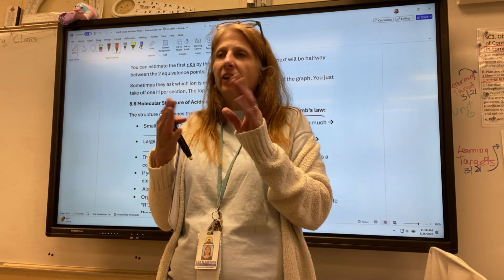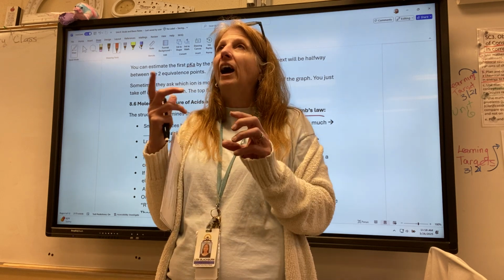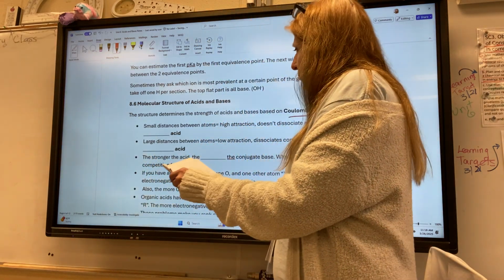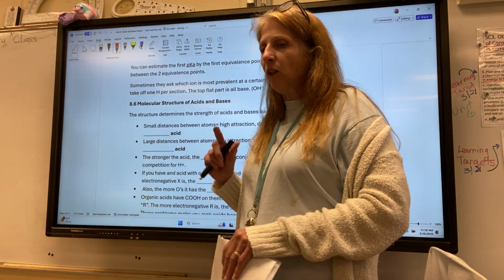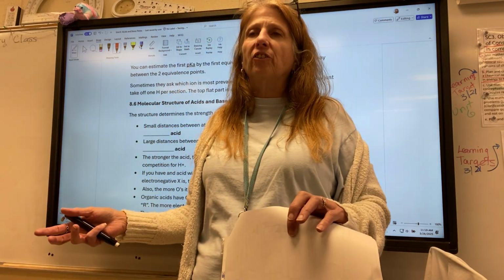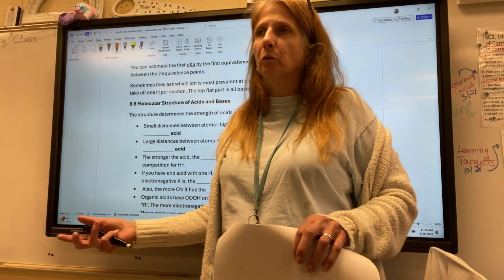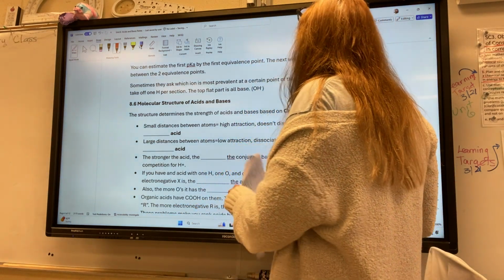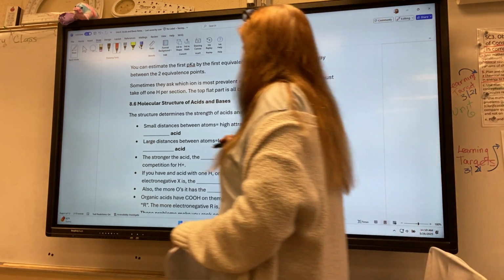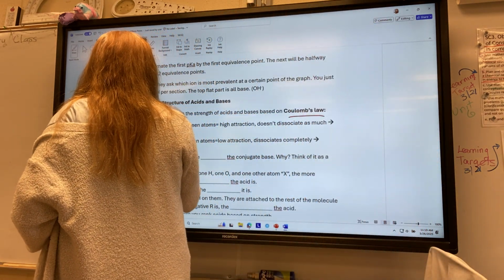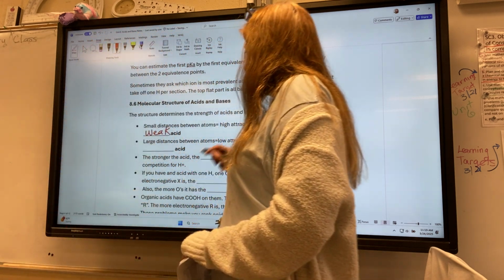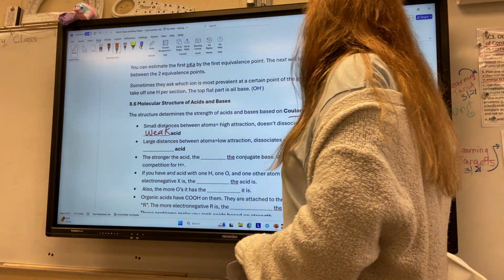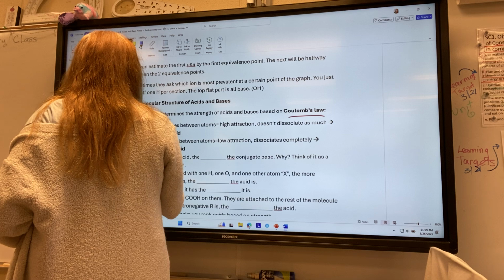Little particles close together are going to be stuck really hard together. They're going to have a high force of attraction, and they're going to be harder to separate. That's what we learned before. So that is what has to do with this. Because remember, the strength of an acid is how much it dissociates, how easily it gets pulled apart. So small distances between atoms means high attraction. It doesn't dissociate much, so it's a weak acid. Strong acids dissociate completely. Large distances between atoms is low attraction. It dissociates completely. It would be a strong acid.